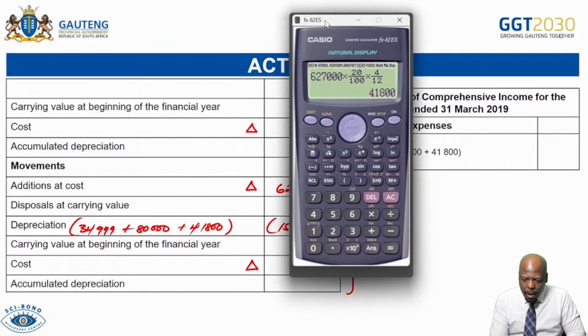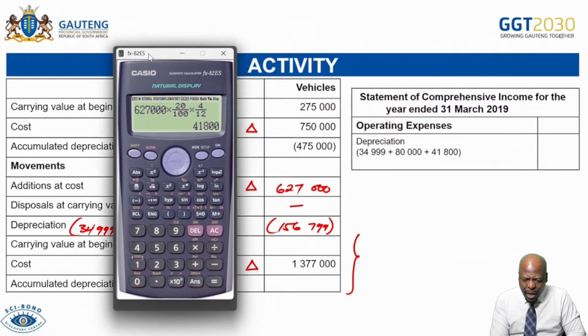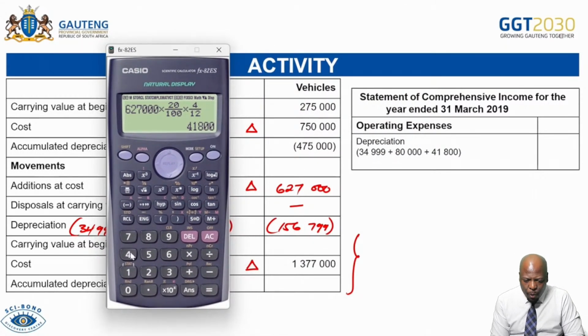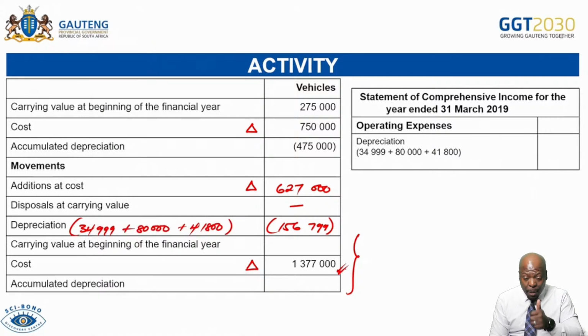So I'm going to say my cost at the beginning. Let me put it here. My cost at the beginning, which was 750,000, plus my addition, which is 627,000. How much is that going to give us? It's going to give us 1,377,000. You see this one here, so we can prove that one.